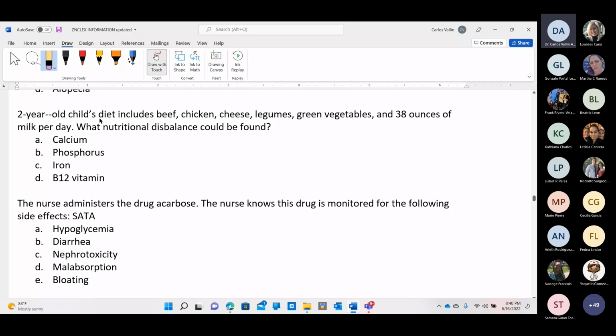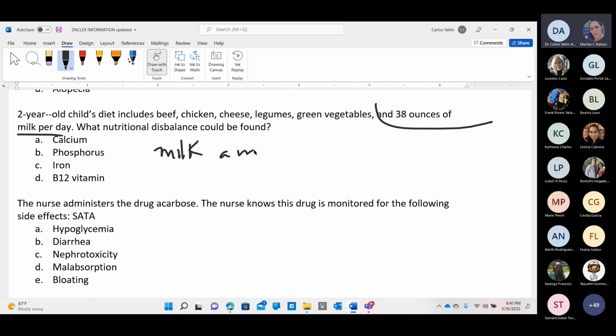A 2-year-old child's diet includes beef, chicken, cheese, legumes, green vegetables, and 38 ounces of milk per day. What nutritional imbalance can this child have? Calcium, phosphorus, iron, or vitamin B12? Iron. Why? Because she is drinking too much milk. How do you call this anemia? Milk anemia. It is a hypochromic microcytic anemia, an iron deficiency anemia. Those are the names of it, but people call it milk anemia.